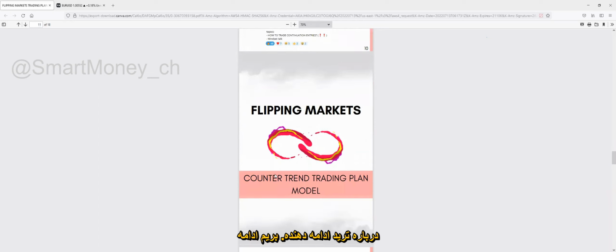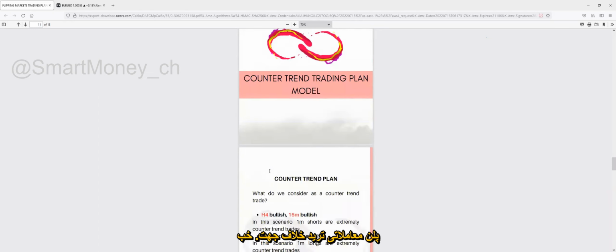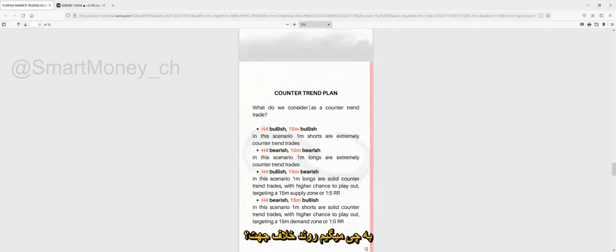Let's just continue. Counter trend trading plan model. Okay. So what do we consider as a counter trend? This is once again a really important part because lots of you guys don't even know what the counter trend or pro trend is. Let me just drink a sip.